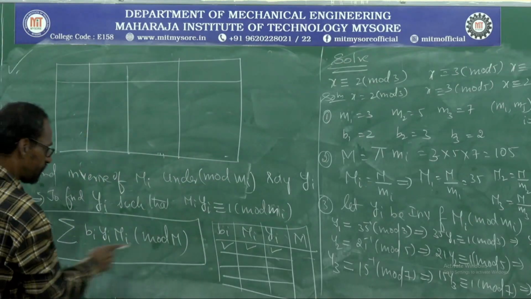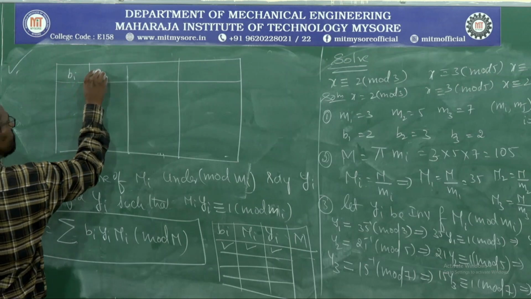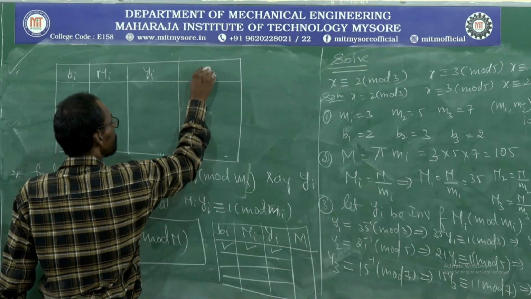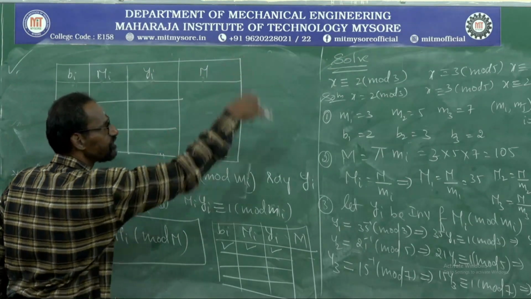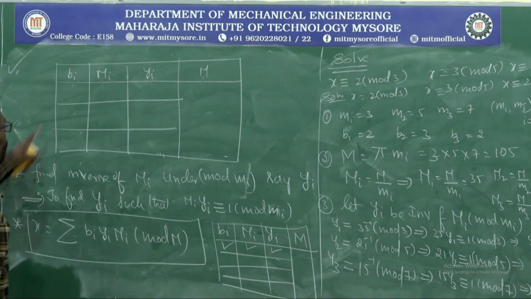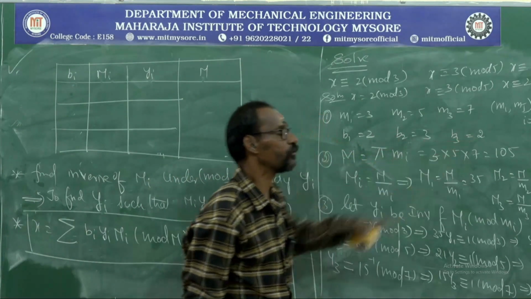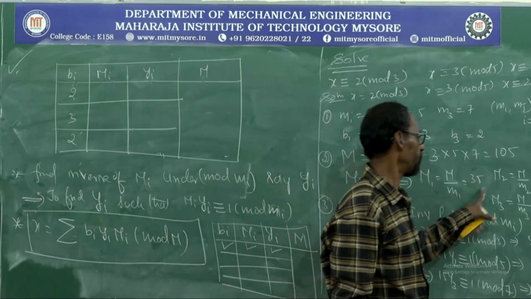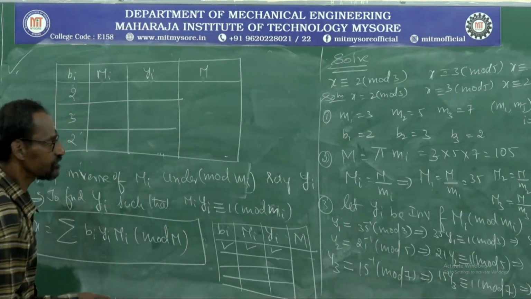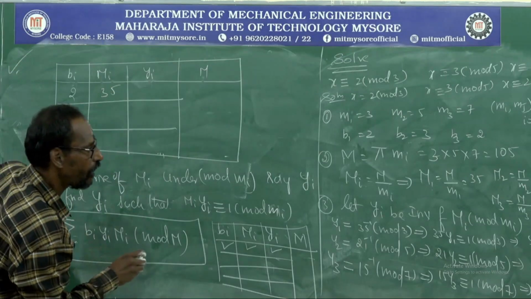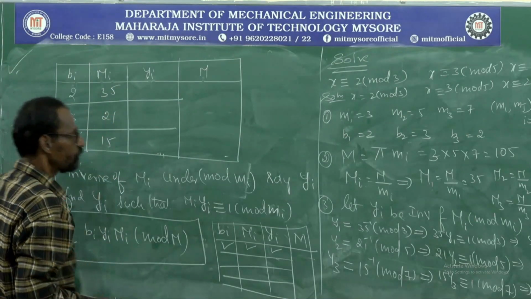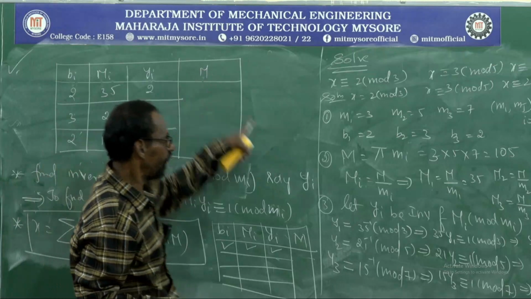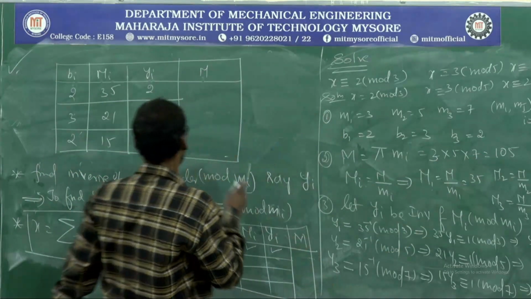What is this? By the table, it is Bi, here it is Mi, and Yi, and capital M. Make 3 partitions because 3 equations are given. What is Bi? Bi is 2, 3, 2. What is Mi? Mi is 35, 21, 15. What is Yi? 2, 1, 1. And what is capital M? Capital M is 105.